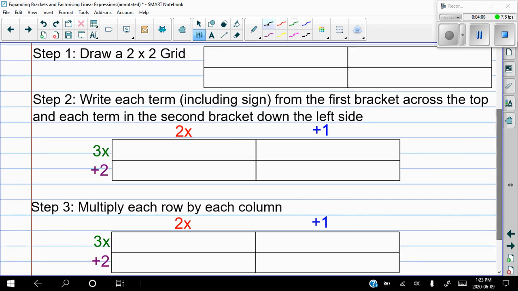So now we can jump down to step 3 because we've done this before. So we do 2 times 3, and we're just going to get our 6. Then x times x, we get x squared. Then we do 3 times 1, which is 3, and simply x. We have 2 times 2, which is 4, and x. And lastly, we have 2 times 1, which is simply 2.